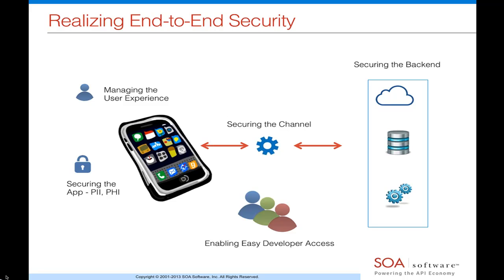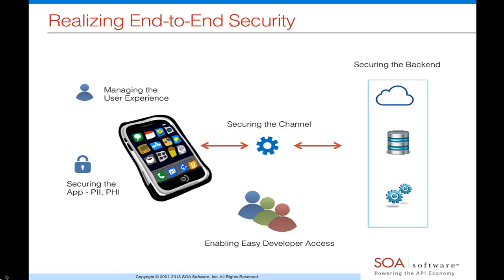The second is around securing the app itself, the social app or the mobile app. It might have some personally identifying information or health information, depending upon what kind of an app it is. So how do you secure the data that the app has at rest? Then the data that's flowing through the channel between the backend servers or the cloud and your mobile app. So you need to secure the channel, and secure the message as it's flowing through the channel.